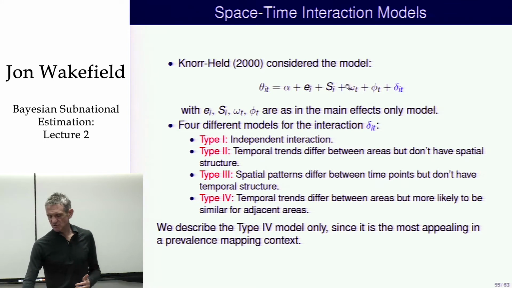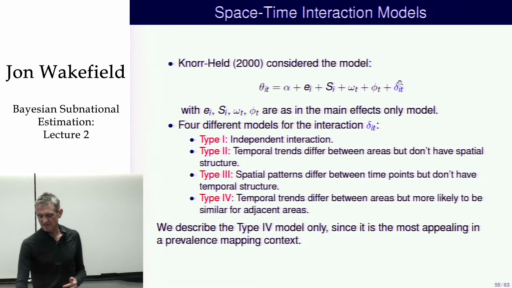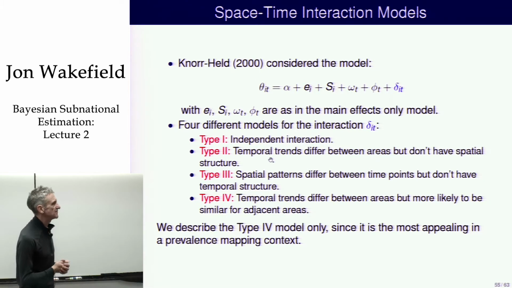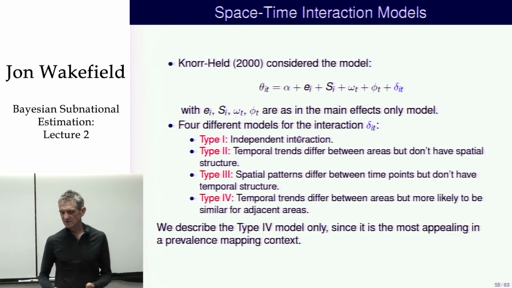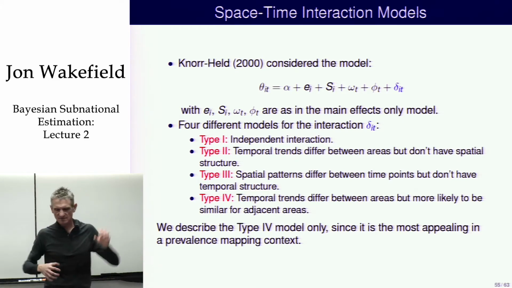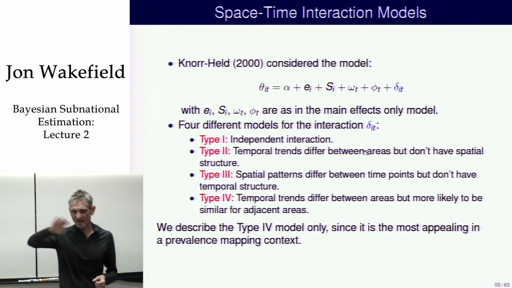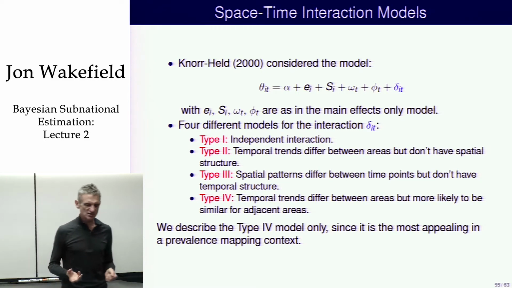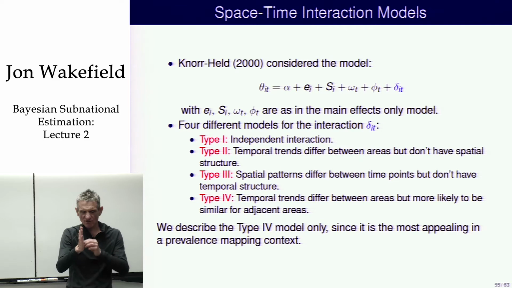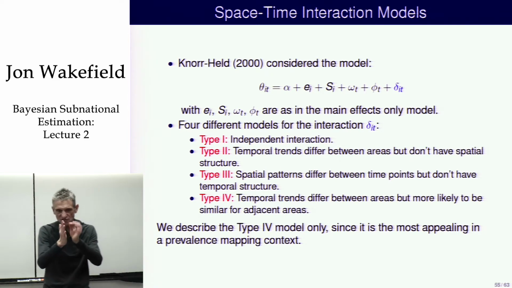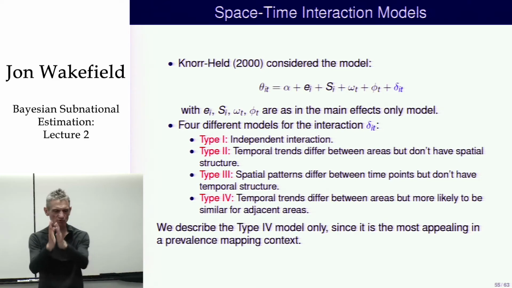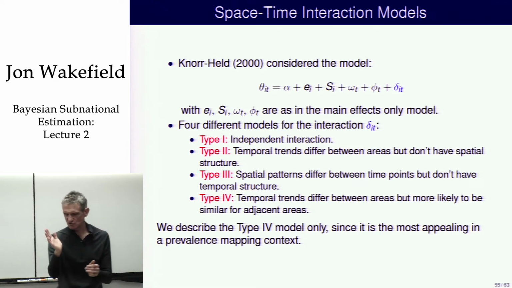So now we put structure on the delta ITs. There was a paper by Knorr-Held in 2000 which looked at four different types of interactions. One just says they're independent, that's the type 1 interaction. The interactions don't depend on anything happening around them in space or time. Type 2 interactions have temporal patterns, but nothing in space. Type 3 interactions have spatial smoothness. Looking at what's happening within a year, my interactions are going to be similar to the interactions next to me via some definition of neighbors. But across time, we get a new set. Every time period, we get a new set of interactions. There's no smoothness across time.